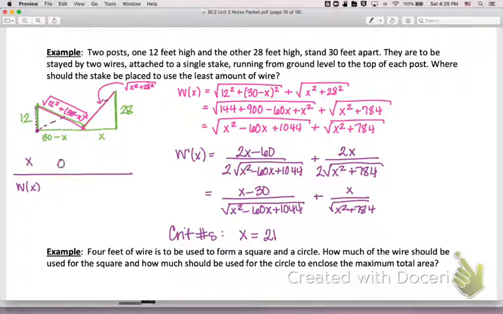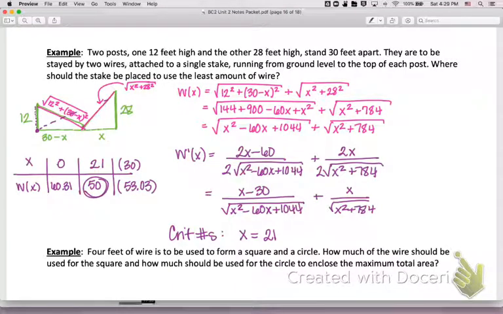So let's plug in 0 and let's plug in our critical number of 21. We're going to plug this into w of x, not the derivative. So let's plug those values in our calculator. I went ahead and plugged in one number bigger just to be sure. And it does look like it's increasing on the other side of 21. So if I use 0, I get 60.31. But if I use 21, I get 50. On the other side of 21, it gets bigger. So 50 is definitely going to be the minimum amount of wire.